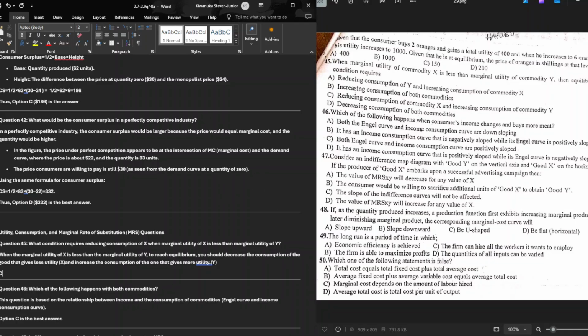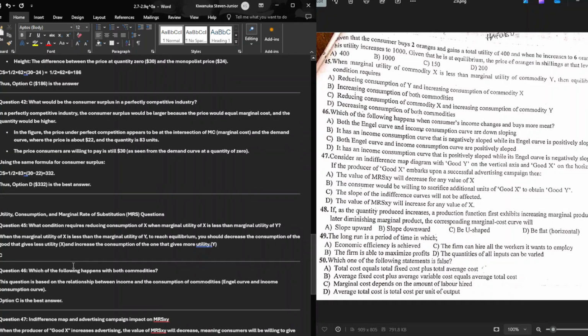Then 46: which of the following happens when the consumer's income changes and he buys more meat? Both the Engel curve and income consumption curve are downward sloping. It has an income consumption curve that is negatively sloped, while the Engel curve is positively sloped. Both the Engel curve and income consumption curve are positively sloped. So the answer is C. 46, the answer is C.